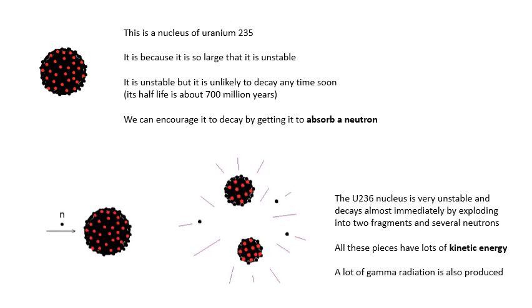You can encourage it to decay by giving it another neutron. If you give it another neutron, it's going to become uranium-236, and uranium-236 is very unstable. Almost immediately, it will decay and explode. It explodes into a couple of big pieces, two fragments, and you get 2 or 3 neutrons given off, and you get a lot of gamma radiation. It's an explosion, so all these bits and pieces have lots and lots of kinetic energy. And that is a fission event.